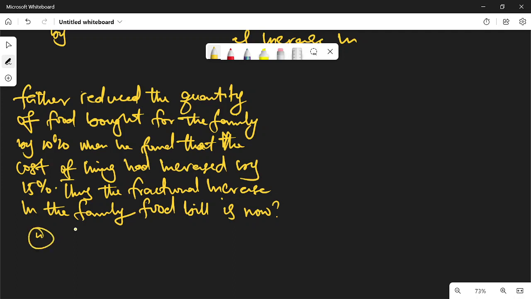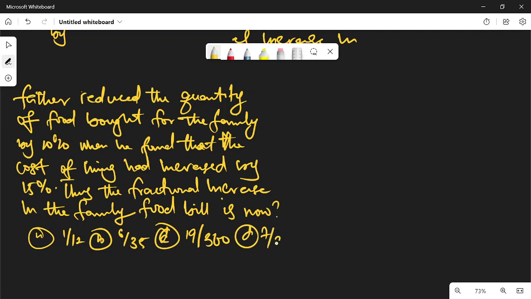A, 1 over 12; B, 6 over 35; C, 19 over 360; D, 7 over 200; and E, 5 over 100. So what will be the right answer?